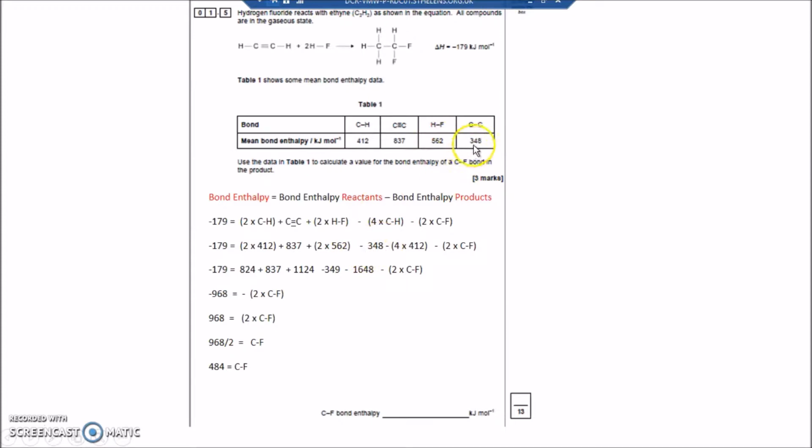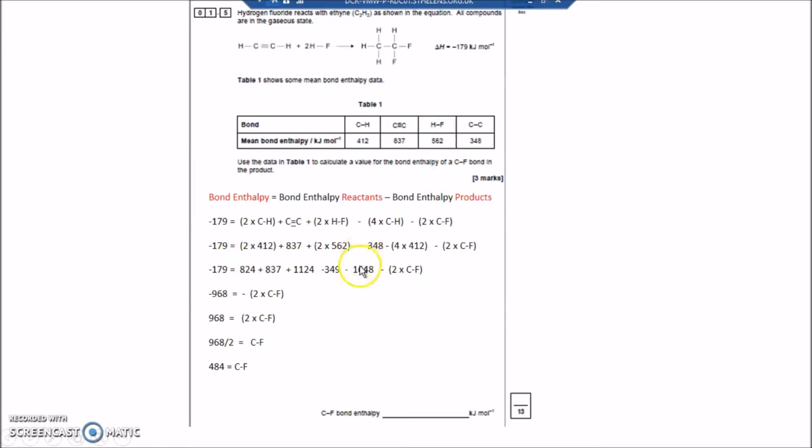Take away, subtract 348 for a carbon-to-carbon single bond. So we've got a carbon-to-carbon bond. I should have put that in there really. I've missed the carbon-to-carbon bond in this top line here. But there's minus 348 for a carbon-to-carbon bond to break that one in there. 4 412s, 4 carbon to hydrogens, and then minus the 2 carbon to fluorine bonds that we don't know. That's what we're trying to find out.